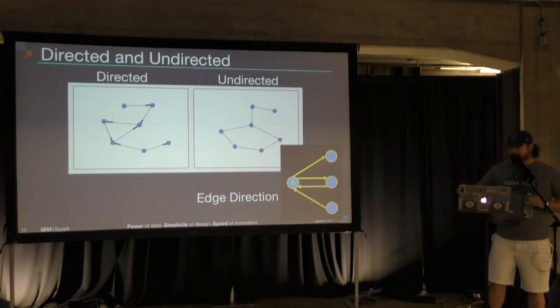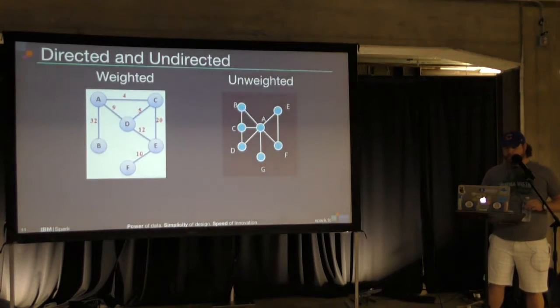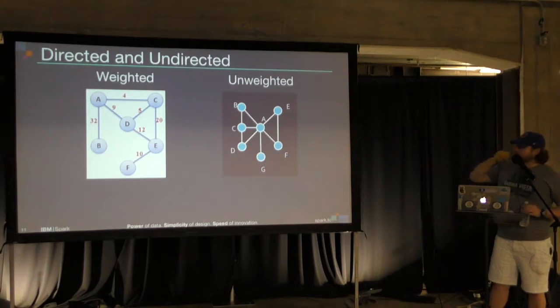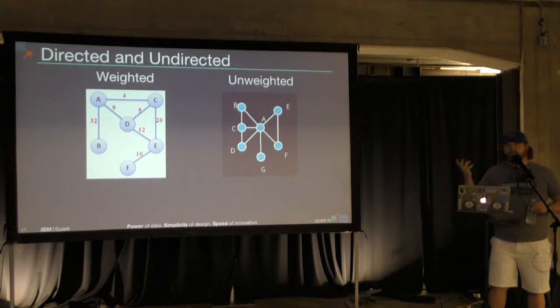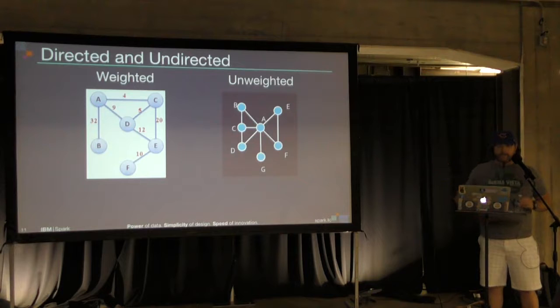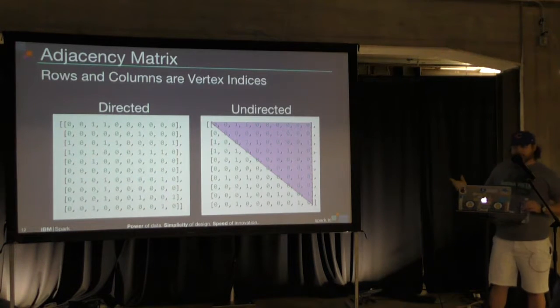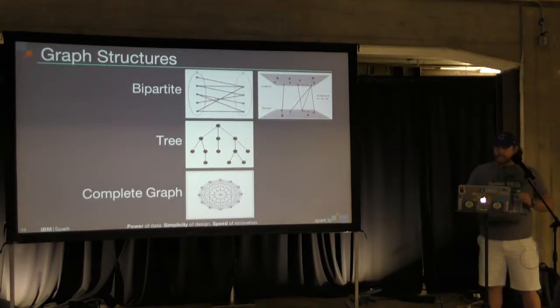Directed, undirected, edge direction, either, both directions. Yeah, typical stuff here: weighted, unweighted. This comes into play when you're doing things like Dijkstra, shortest path between nodes. So that's important. And of course, the adjacency matrix, all this stuff comes down to matrices at some point.